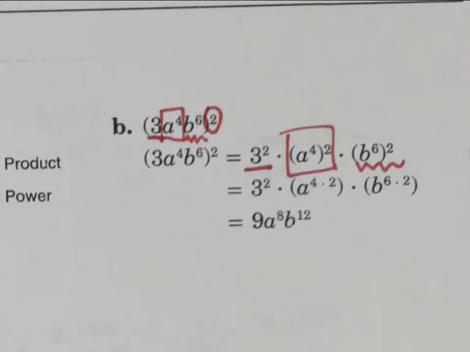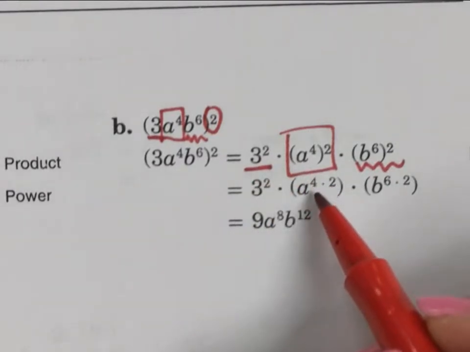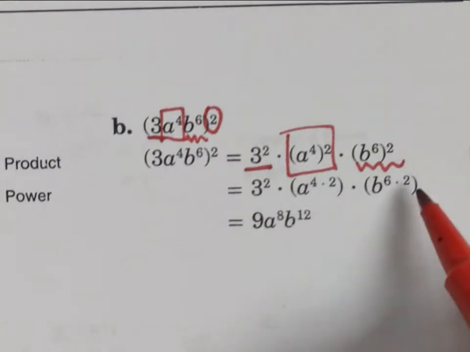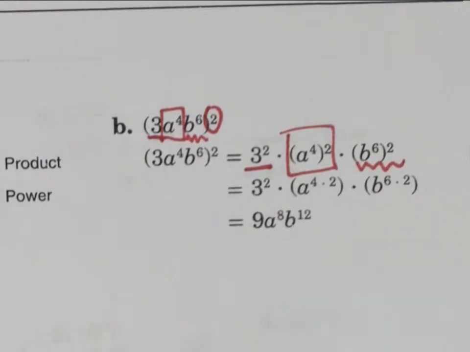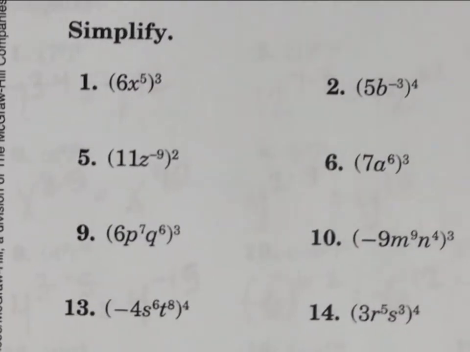So then when you simplify everything, 3 squared is 9. A to the 4th squared is going to be a to the 8th. And then b to the 6th squared is going to be b to the 12th. Okay. Any questions on that? Okay. All right, so let's do number 1.